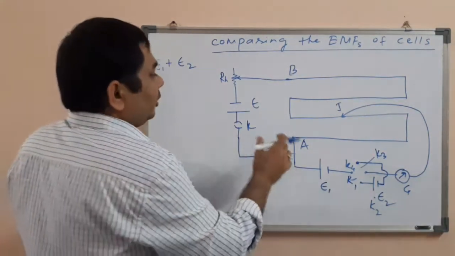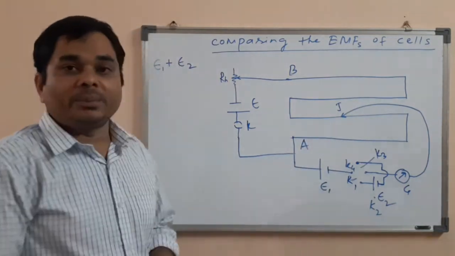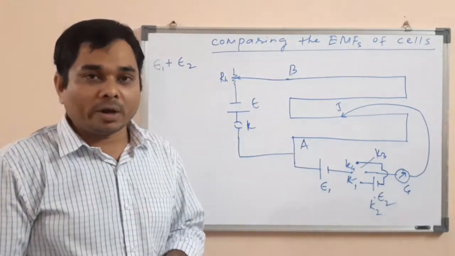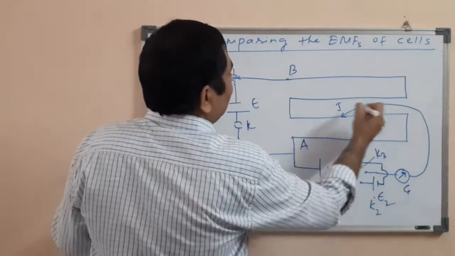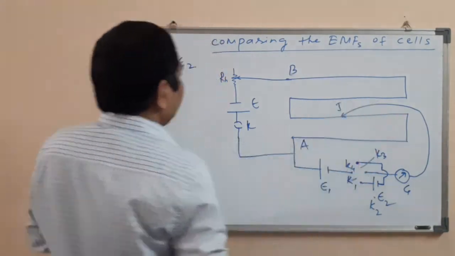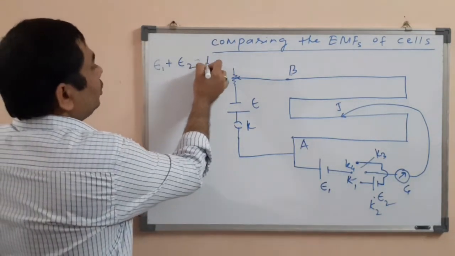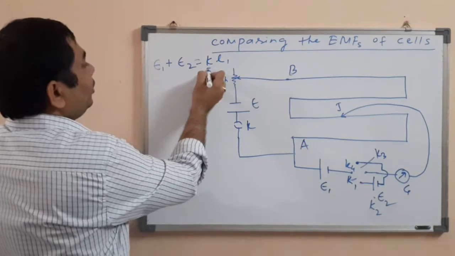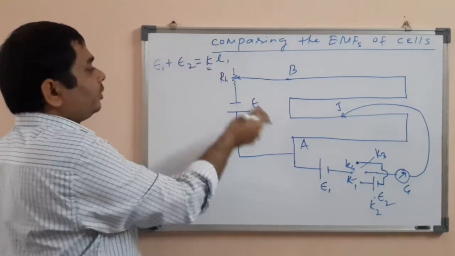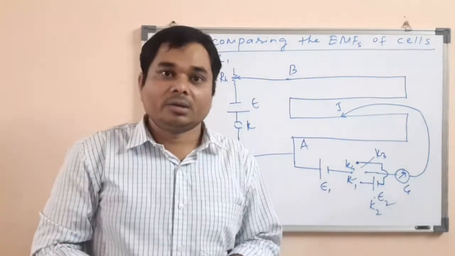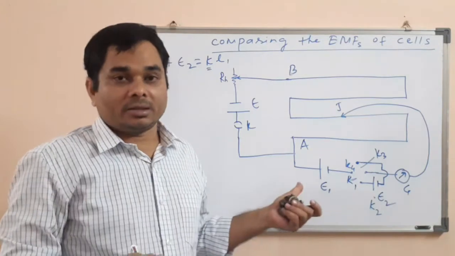Clear? Then this jockey is touched at different points to obtain a null point. Suppose the null point is obtained at a distance L1 from this point A. Then E1 plus E2 is equal to K into L1, where K is what? K is the potential gradient for this potentiometer. Potential gradient is what? Potential difference per unit length.